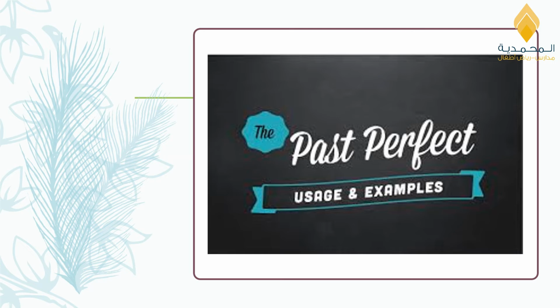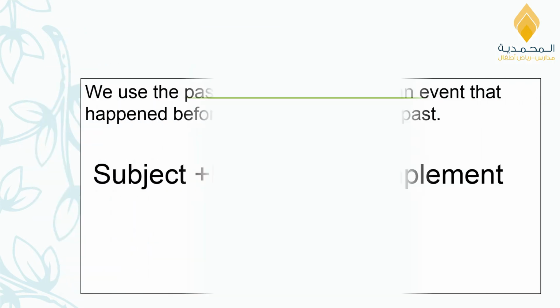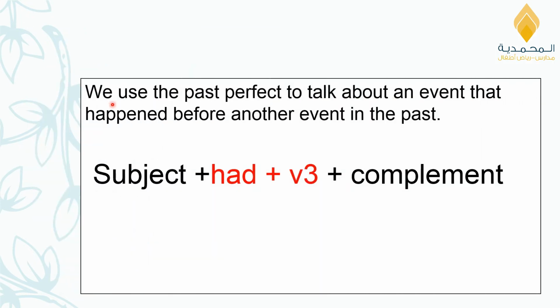Now, let's have a quick review regarding the past perfect. Past perfect. We use the past perfect to talk about an event that happened before another event in the past. How do we structure it? We start with the subject plus had plus verb 3 and the complement if needed.